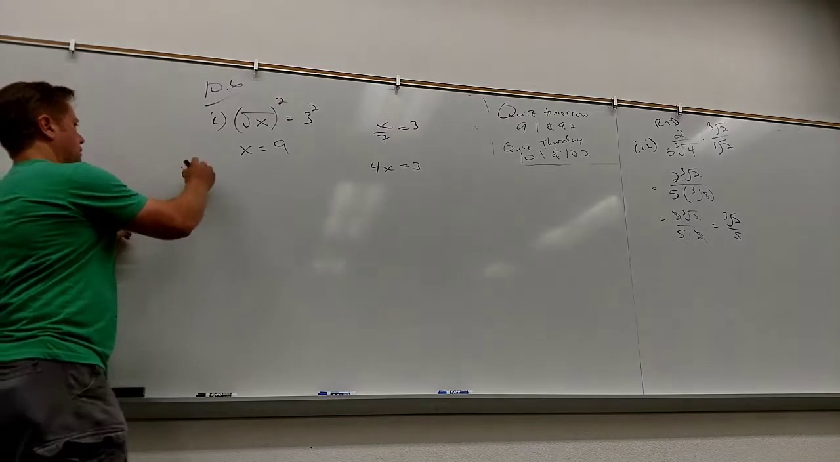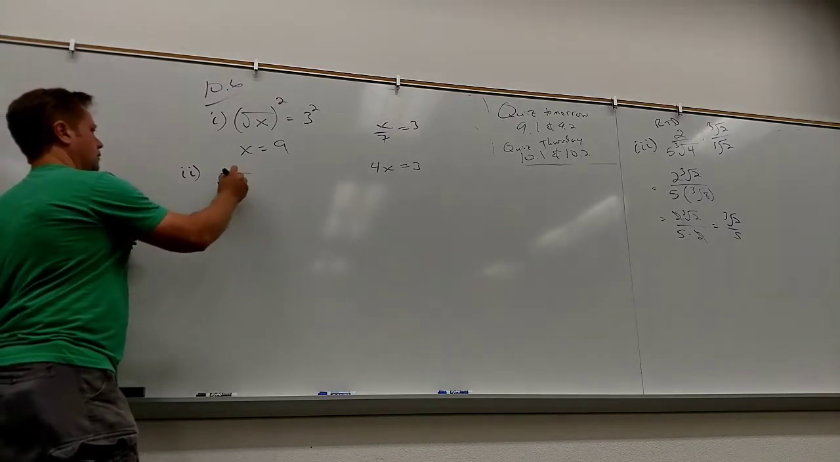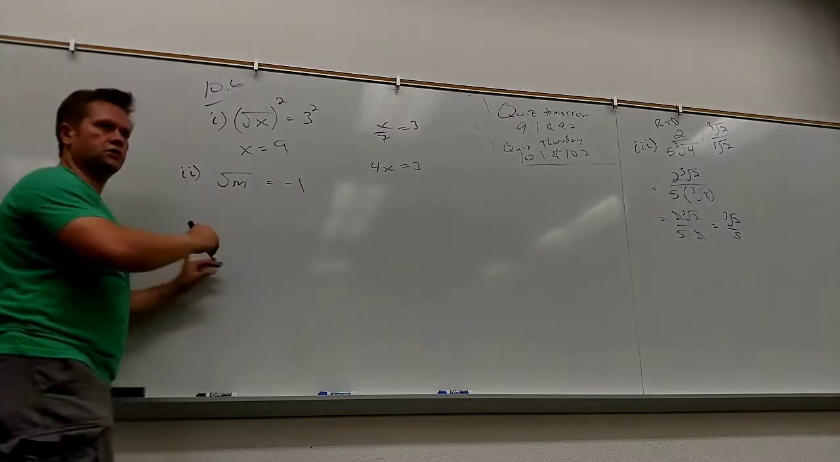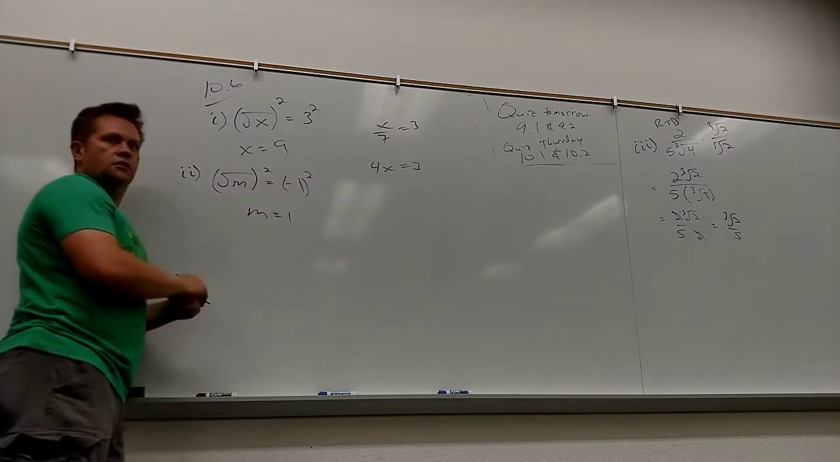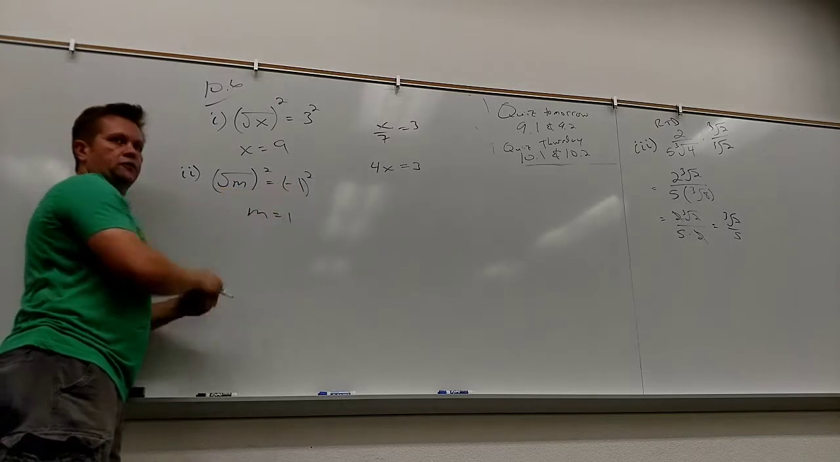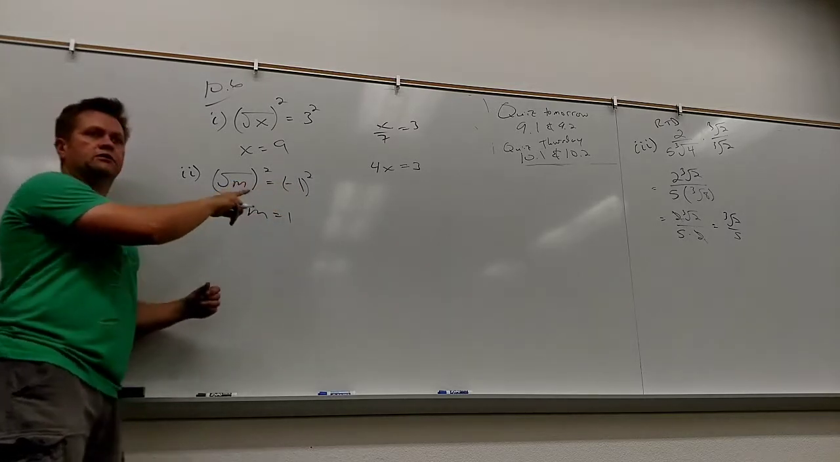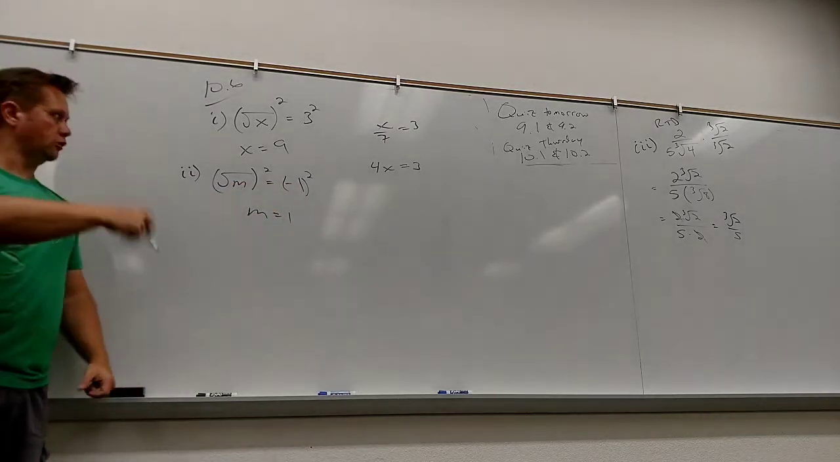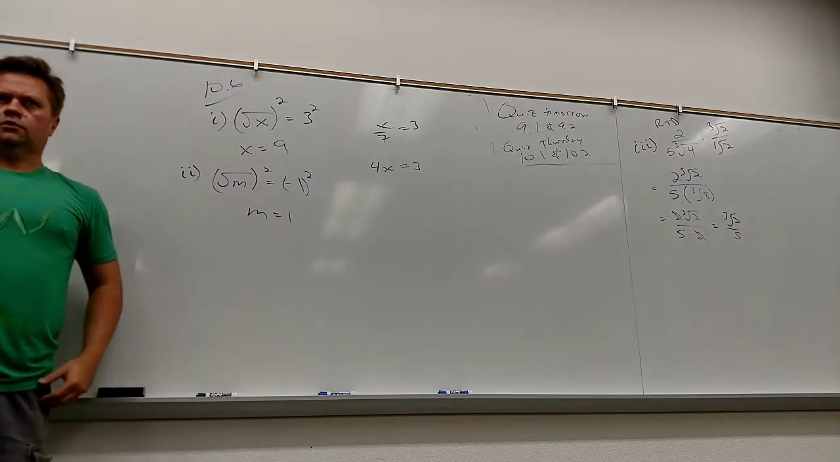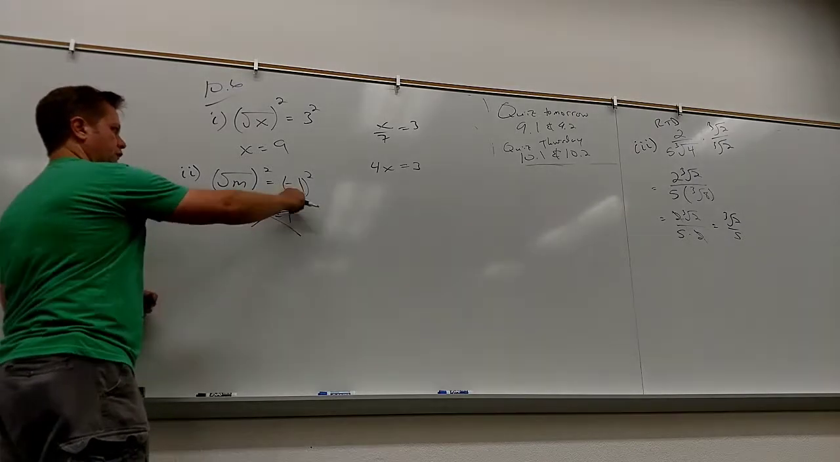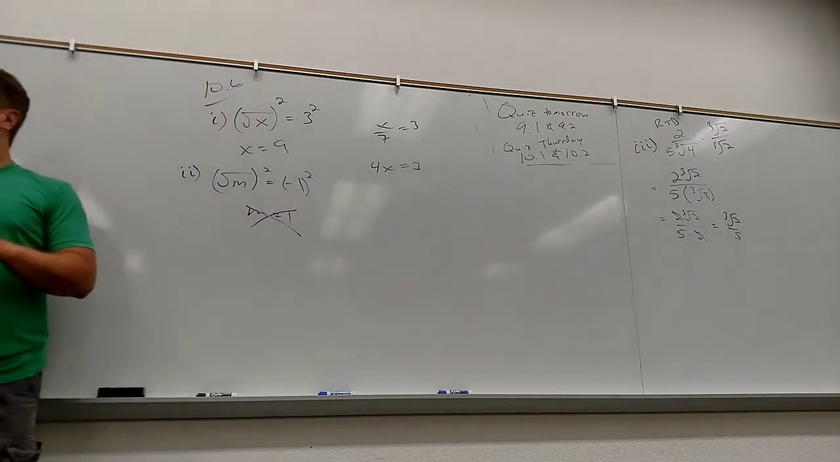Here's a really basic example of something that you want to check. I mean, if you just sort of blindly do this problem, you get m equals 1. Is the square root of 1 equal to negative 1? No. So from the very beginning, that was a bogus equation, right? Square root cannot be negative. So you got to be careful. I check first to make sure there's even a reason to do it.